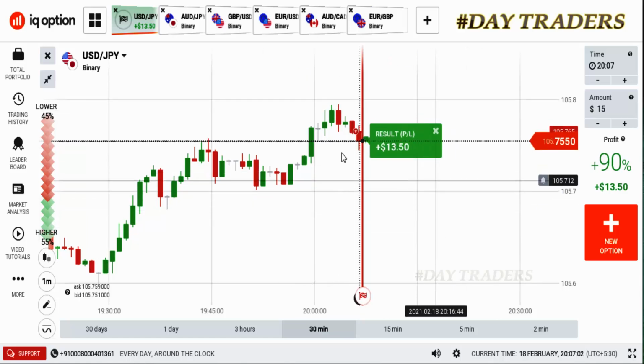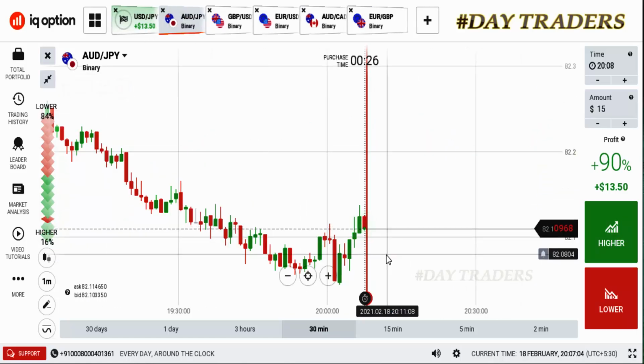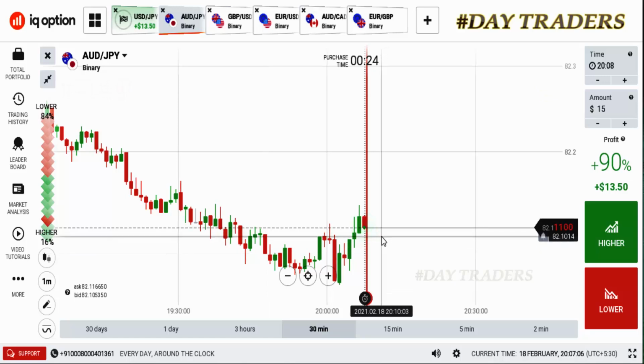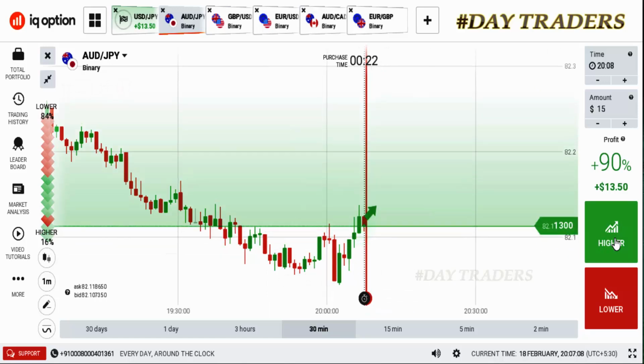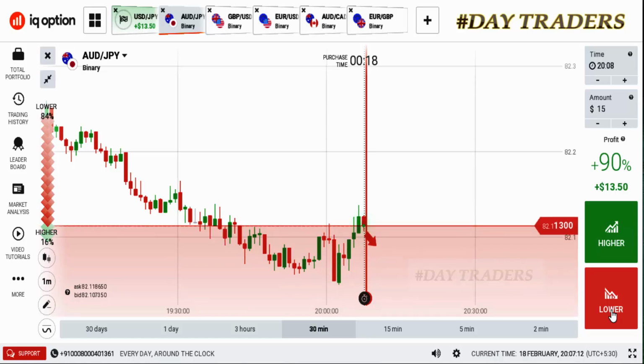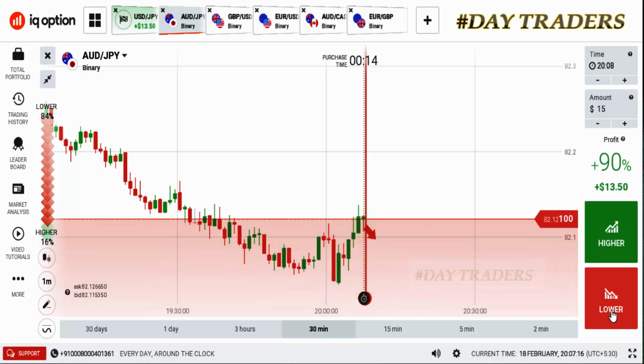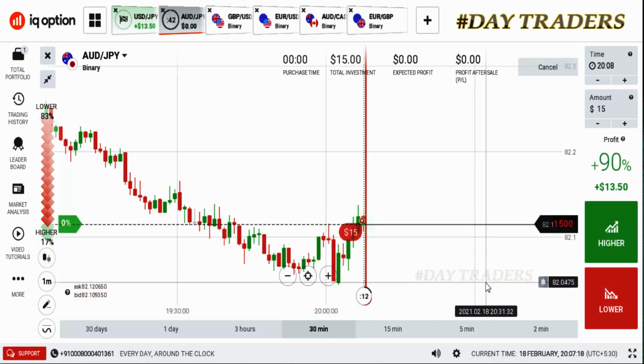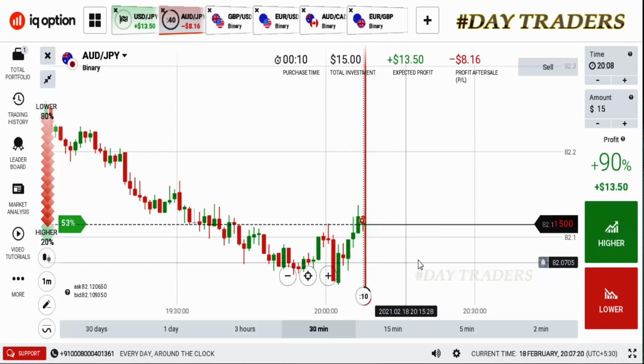Okay, this evening trade. Let's check the next pair. And this is a late entry, a very good entry point. Okay, a little bit down. I will place a lower option.